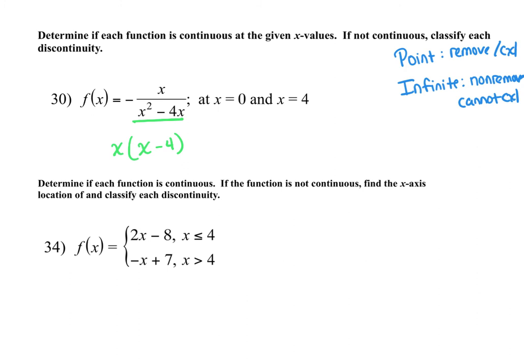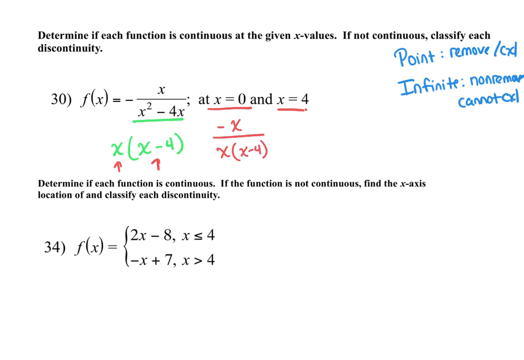Well, does 0 cause a problem? Yes, because if I plug a 0 in, this guy is 0, and my denominator is 0. Does 4 cause a problem? Yes, 4 does cause a problem, because if I plug in a 4 there, that is 0. So my function looks like this: negative x over x times (x minus 4).